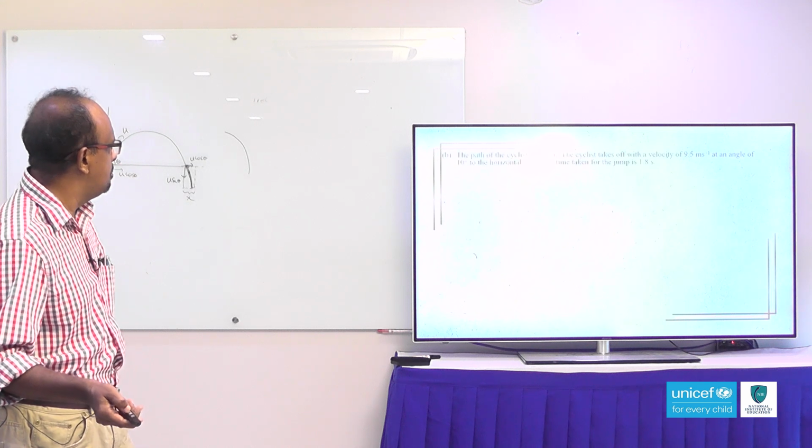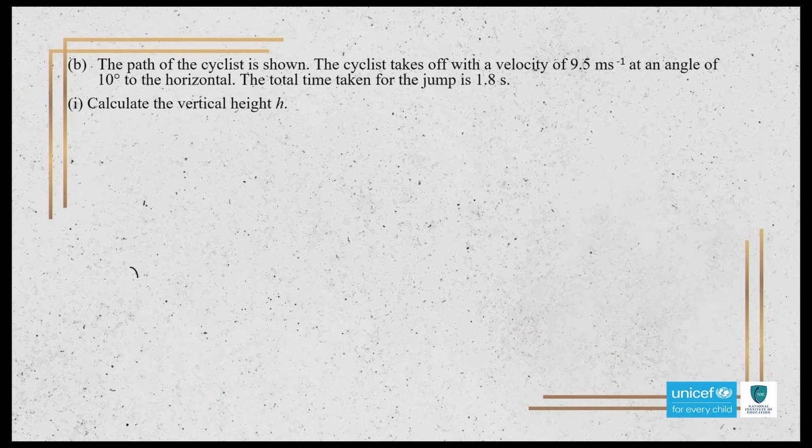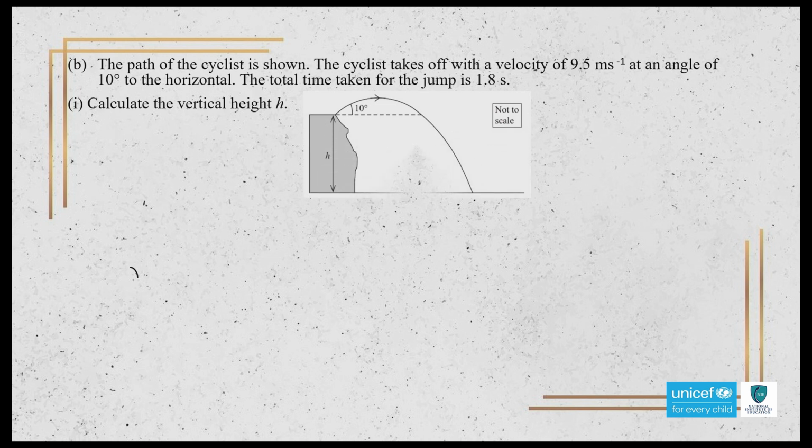Then you can see part B, the path of the cyclist is shown. The cyclist takes off with a velocity 9.5 at an angle of 10 degrees to the horizontal. The total time taken for the jump is 1.8 seconds. Calculate the vertical height. You can see this one I explained for you in my theory class. You can see the diagram given, 10 degree angle, then velocity 9.5.